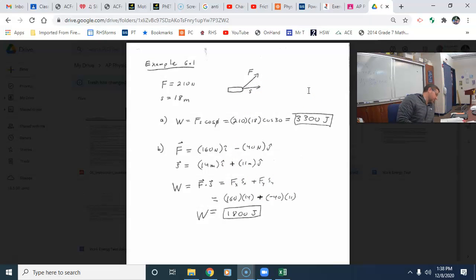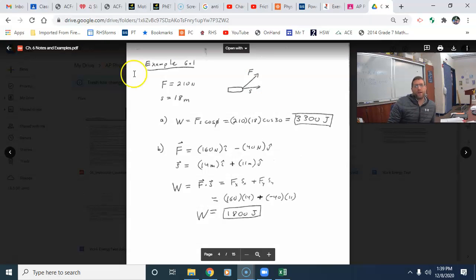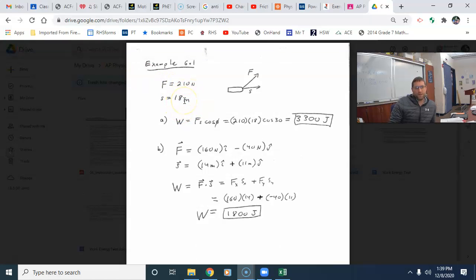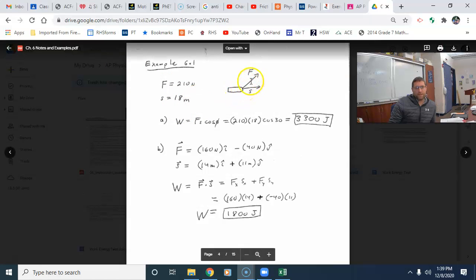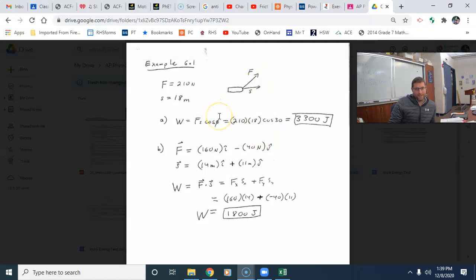He pushes at a distance of 18 meters. The car also has a flat tire, so to make the car track straight, Steve must push at an angle of 30 degrees to the direction of the motion. How much work does Steve do is the first thing we're asked. So we know Steve applies a force of 210 newtons, and it displaces the car 18 meters. But a key thing is that the force is at an angle to the displacement, a given angle of 30 degrees.